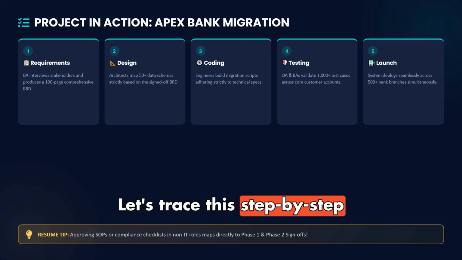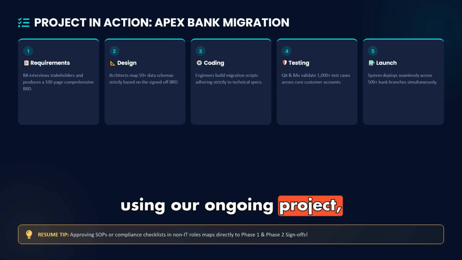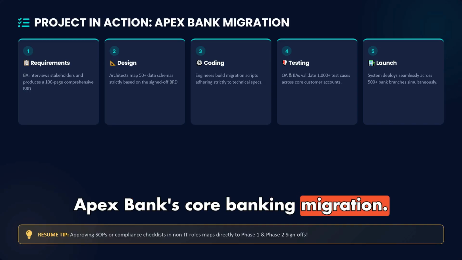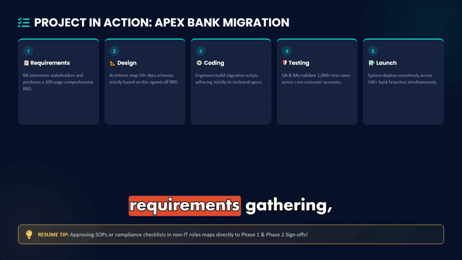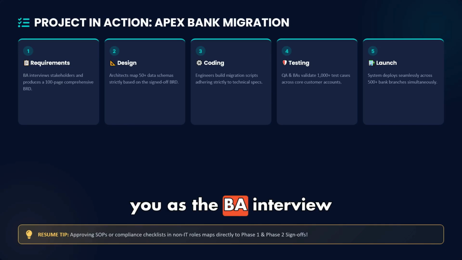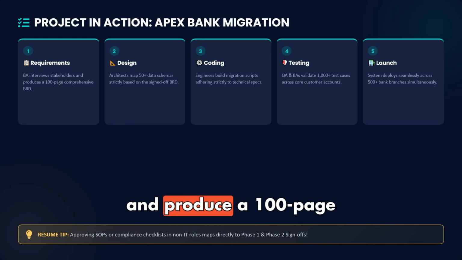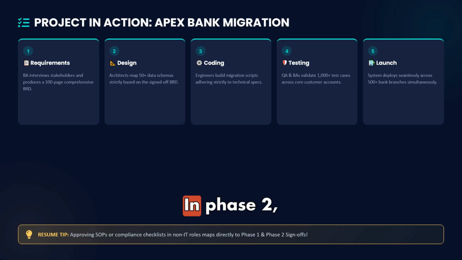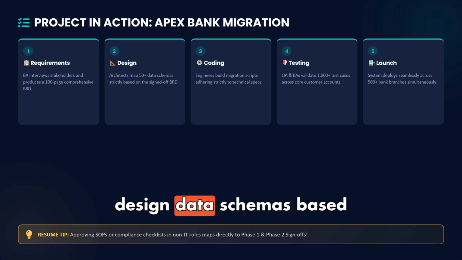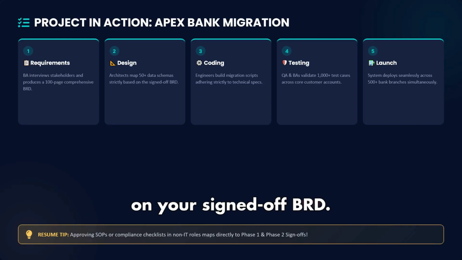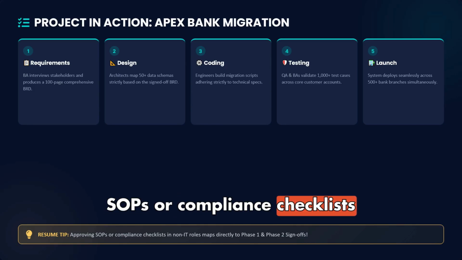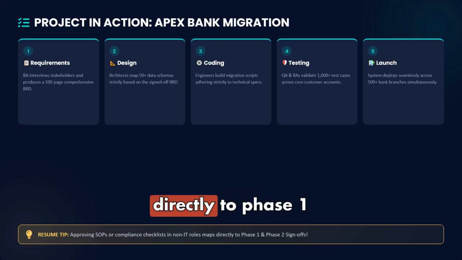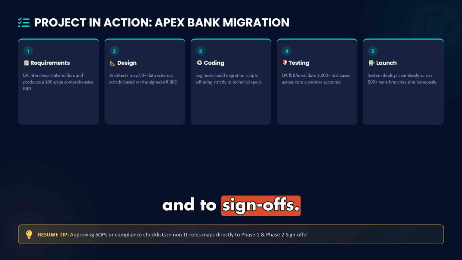Let's trace this step by step using our ongoing project, Apex Bank's core banking migration. In phase 1, requirements gathering, you as the BA interview department heads and produce a 100-page business requirements document, BRD. In phase 2, system design, technical architects design data schemas based on your signed-off BRD. Resume tip: approving SOPs or compliance checklists in non-IT jobs maps directly to phase 1 and to sign-offs.